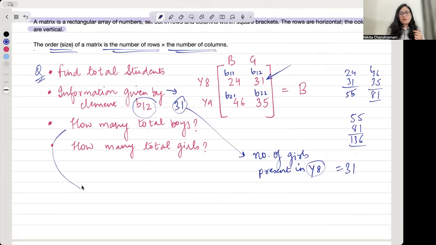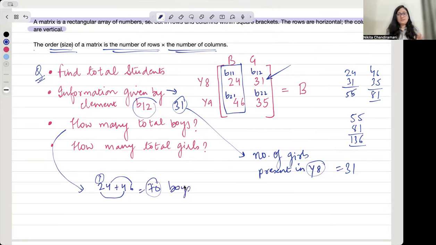Now, how many are the total boys? For total boys you will have to add this column, be it in year 8 or in year 9. So we will have to add 24 plus 46, which is going to be, 1 second. 6 and 4 makes 10, and then 1 carry over, and then 4 plus 2 is 6 plus 1 is 7, so 70. There are a total of 70 boys in both the years.